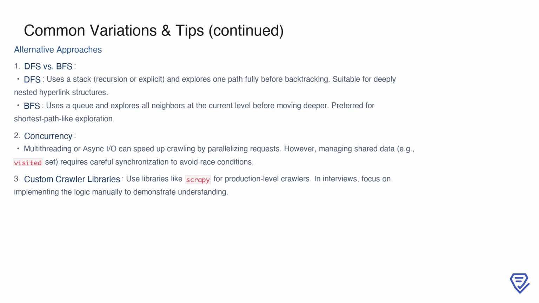Concurrency is another important consideration. By using multi-threading or asynchronous I/O, you can parallelize requests and significantly speed up the crawling process. However, managing shared data like the visited set requires careful synchronization to prevent race conditions. Finally, while libraries like Scrapy are great for production-level crawlers, in interviews, you should focus on building the logic manually. This demonstrates your understanding of the underlying algorithms and data structures, which is often more important than using external tools.